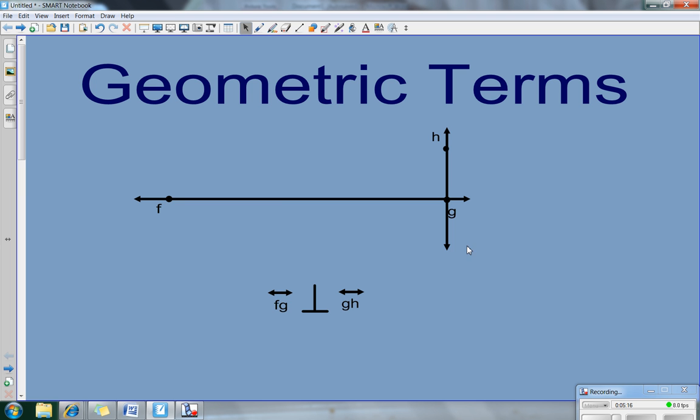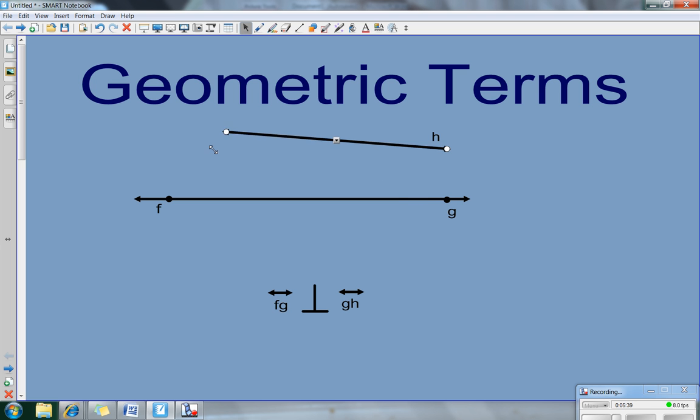These two are perpendicular. Perpendicular lines do not necessarily have to go all the way through. It could stop right there and be a ray coming out of the line. It could be a line segment off of it. These are still perpendicular because they form a right angle where they meet.